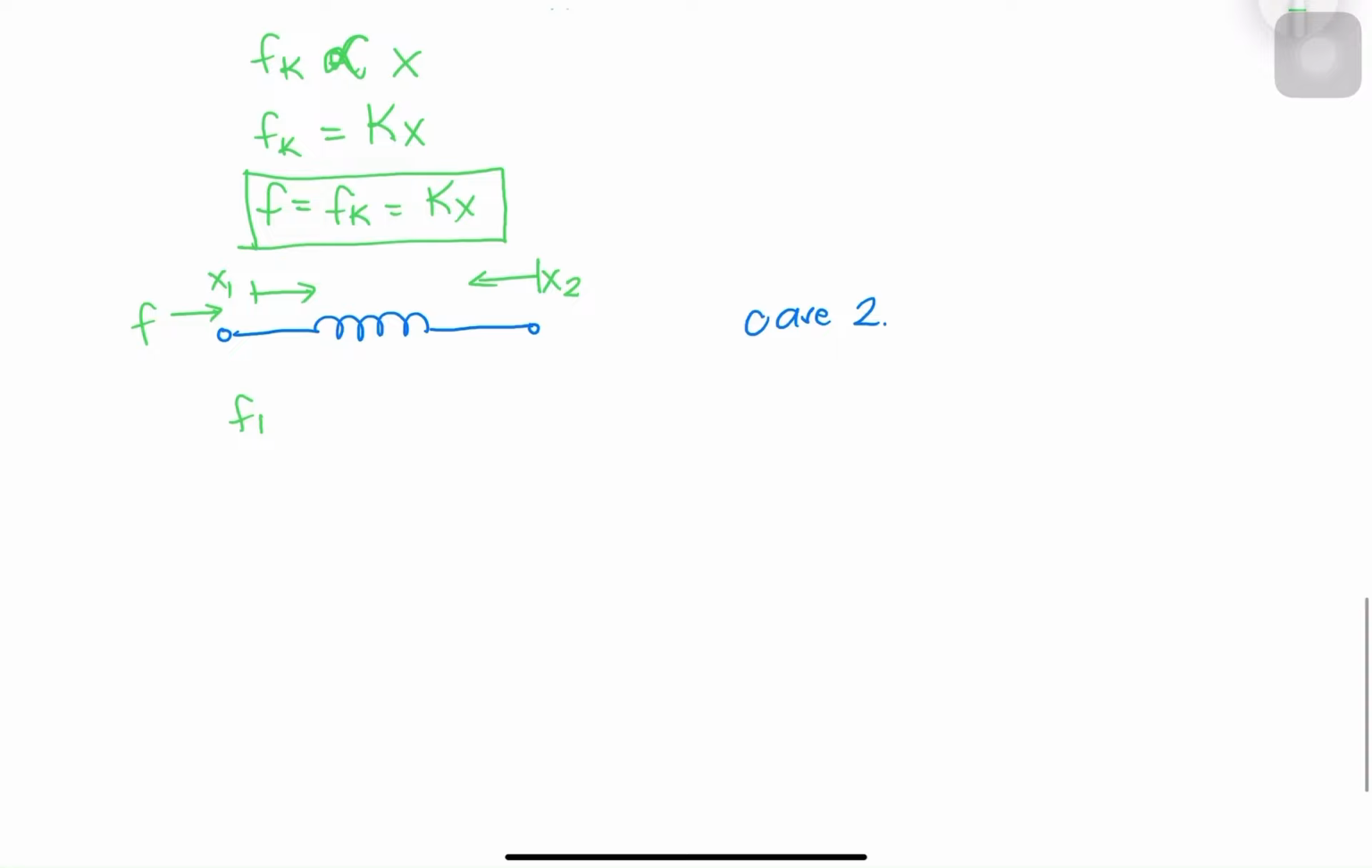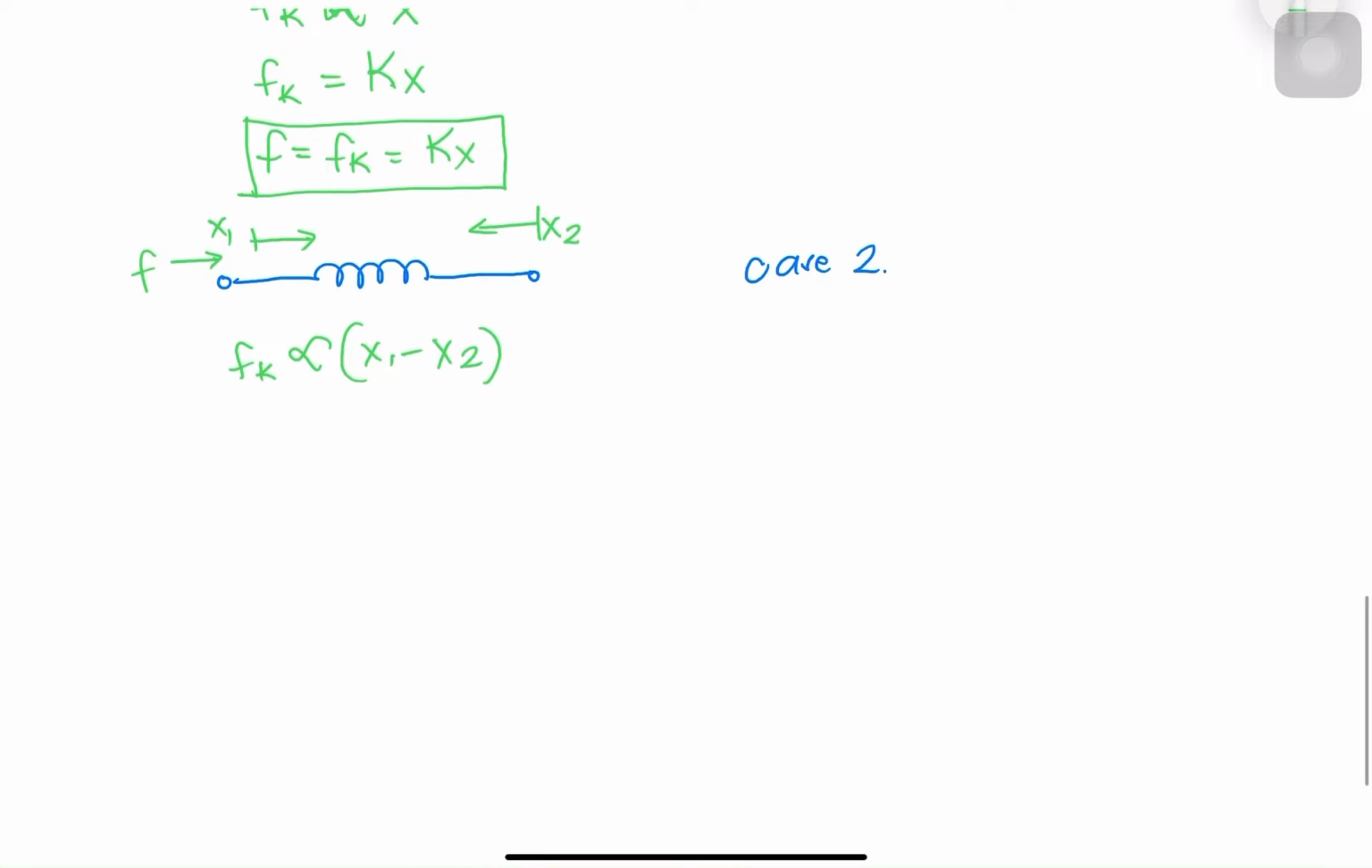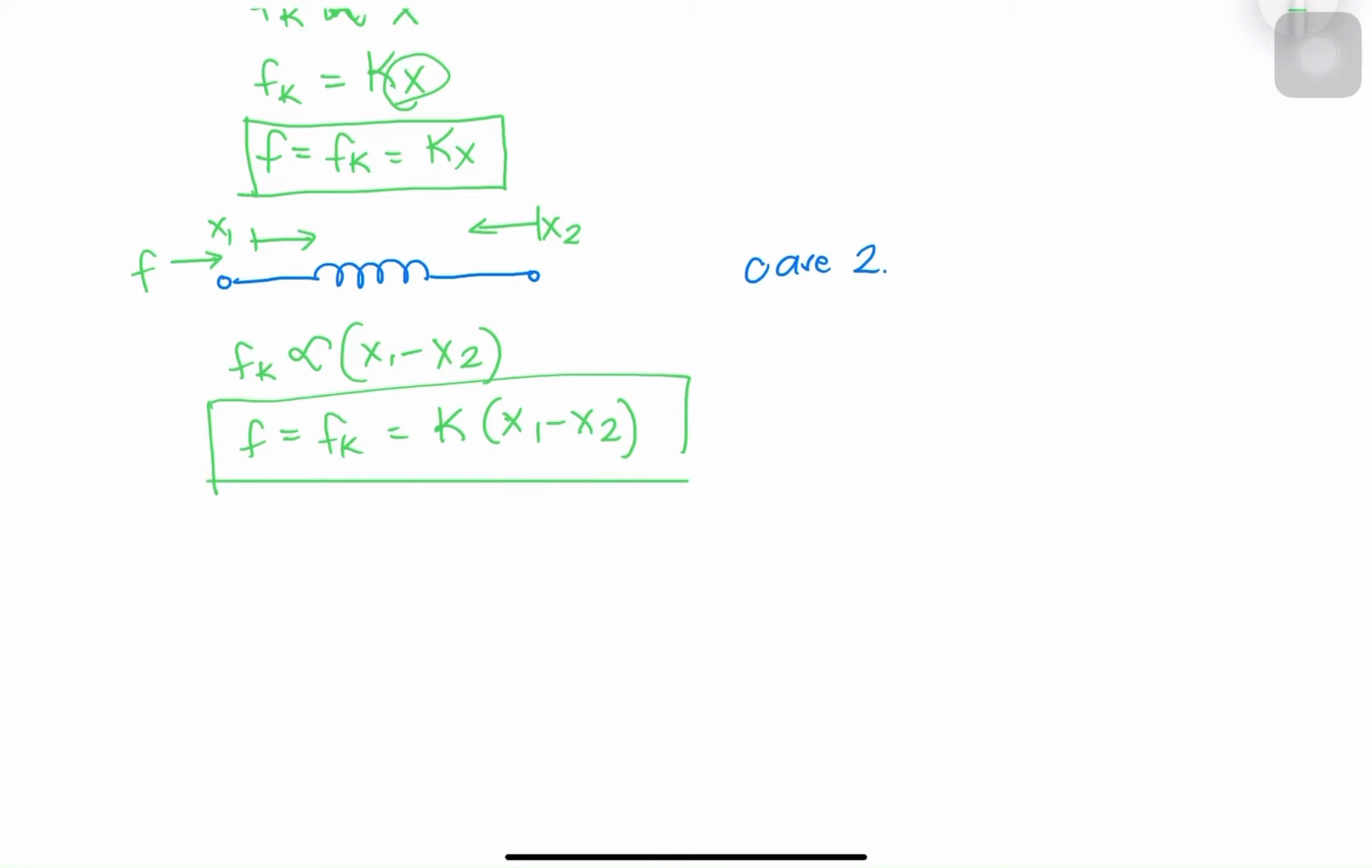So, in essence, instead of x, this one is proportional to x1 minus x2. So, the difference between the two displacements. Therefore, F is equal to Fk is equal to the factor K, elasticity, times, instead of x dito, we will replace it by x1 minus x2. So, this is now the formula for spring case 2.